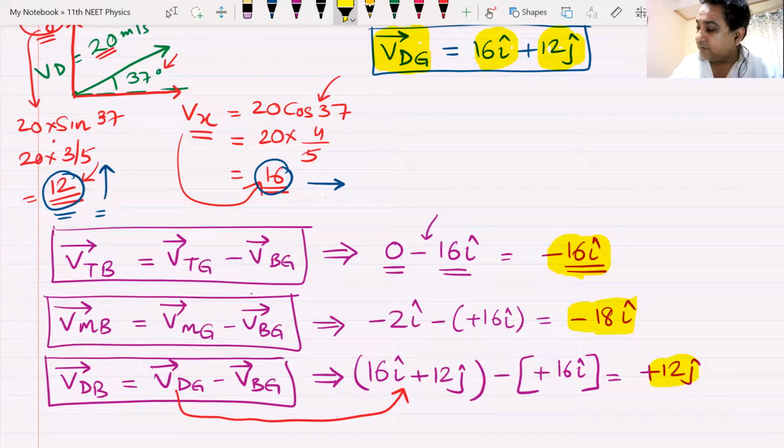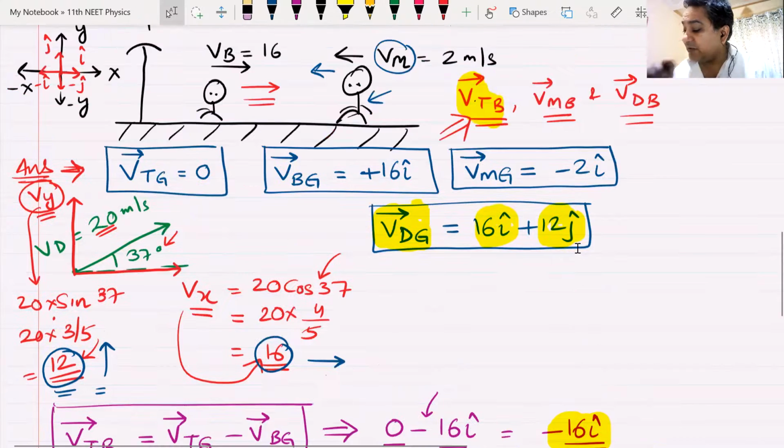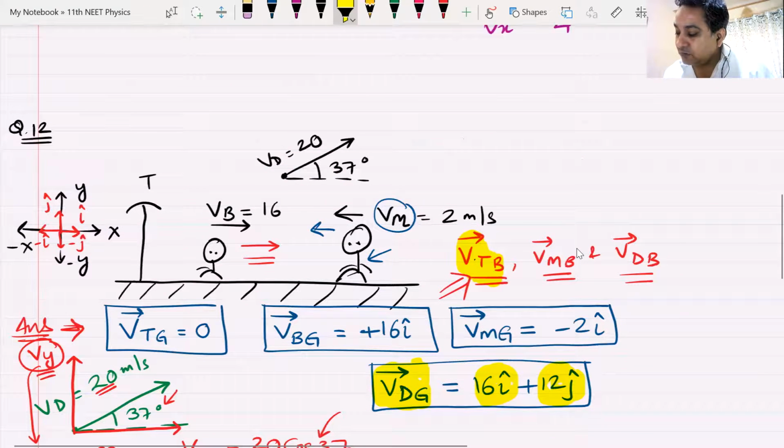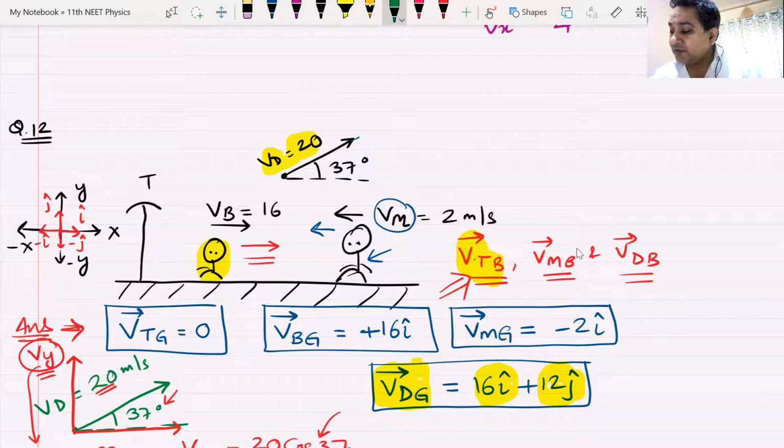A very important aspect. Where is my boy? When this boy looks at the bird, even though the bird is moving in this direction with respect to ground, to him it is not in that direction. To him, it is just going vertically upwards, like this. He only sees his vertical motion. This horizontal motion for him has disappeared.